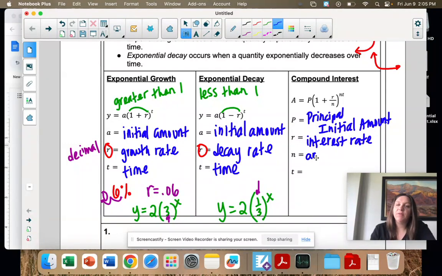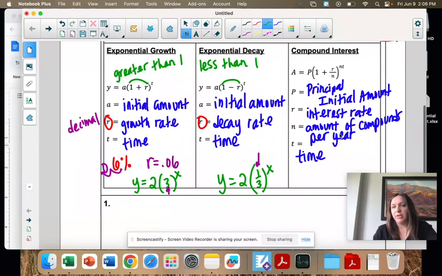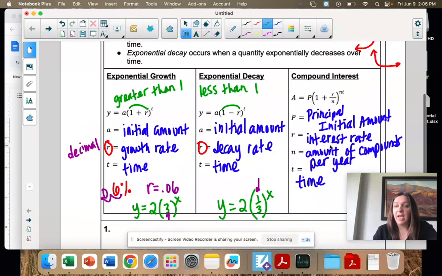N is the amount per year that the interest is compounded. So we're going to say amount of compounds per year. And T is time. So I'm going to go back to the N part, amount of compounds per year. If something is compounded annually, that's once. Semi-annually, twice. Bi-yearly is the same as semi-annual. But if it's monthly, 12. So how many times per year is it compounded?